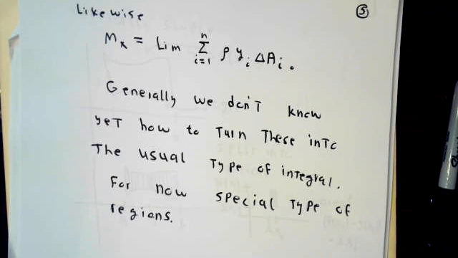In the same way, if I want to find the moment about the x-axis, I multiply the mass by the distance from the x-axis, which is given by the y-coordinate. And like before, I have the same problem. I don't immediately know how to turn this limit of sums into the sort of integral that we've done previously.